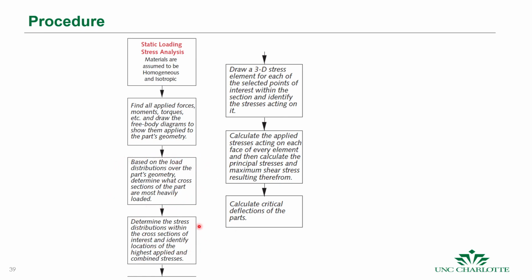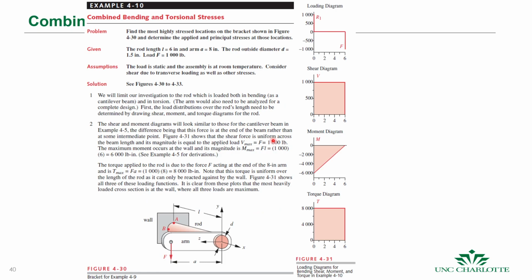And then we take a look at the stresses and find out where the combined stresses are the highest. And then we draw the 3D state of stress for each of the elements. And then we'll find the applied stresses, and then we calculate the principal stresses and maximum shear stress. And that's what we're going to talk about in the next lecture. And then we can calculate the deflection of the part and make sure that the part doesn't experience stresses that would cause failure, or deflection that would cause a design failure, where you have excess deflection that would violate the design requirements.